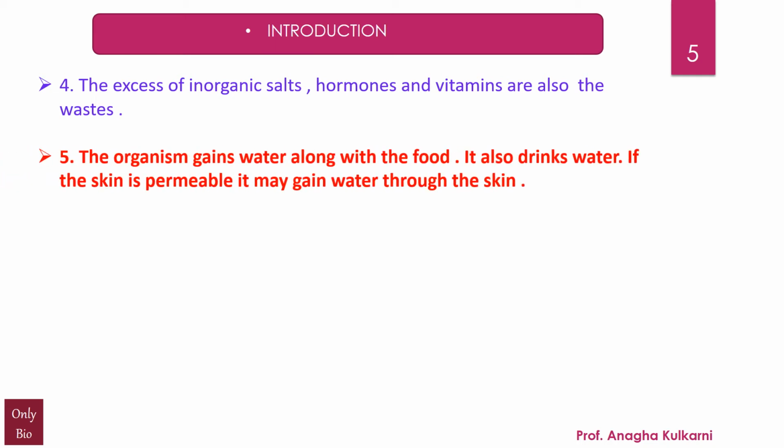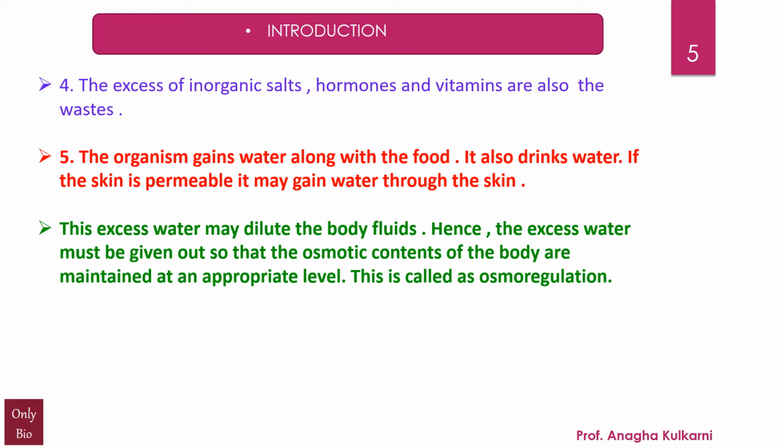The organism gains water along with the food. Like when we are having soups, some tea, coffee, porridge, or something, that has water content in it, right? So the organism also drinks water indirectly as well as directly. If the skin is permeable, it may gain water even through the skin. This excess water may dilute the body fluids. Hence, the excess water must be given out so that the osmotic contents of the body are maintained at an appropriate level. And this is called osmoregulation. Of course, we will be talking about it in detail later on.